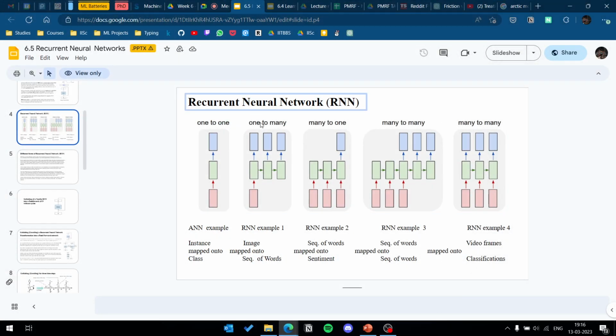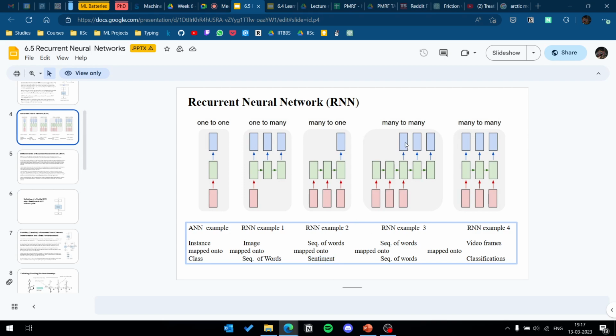Okay, one-to-many. So in case you have one, say something like an image, and you want to describe this image, right? So that will be many words to describe one image, right? So that is a one-to-many sort of classification. Many-to-one, again, examples are given here anyway. So a sequence of words. Say you have been given a sentence and you want to find the sentiment of that sentence. So is it happy or sad or angry? So usually this is used in customer review studies, right?